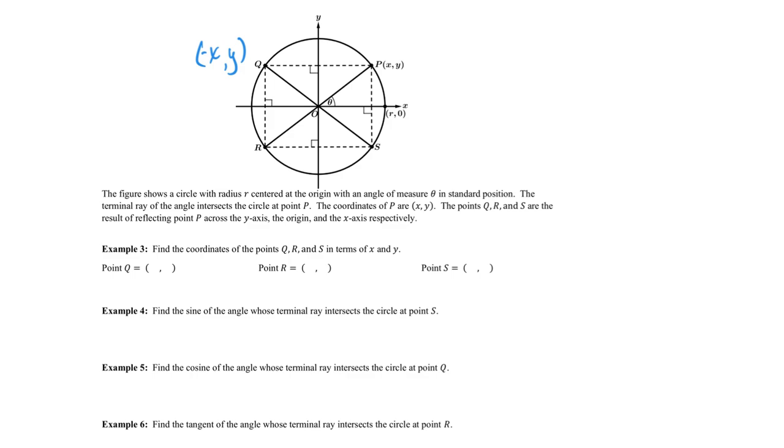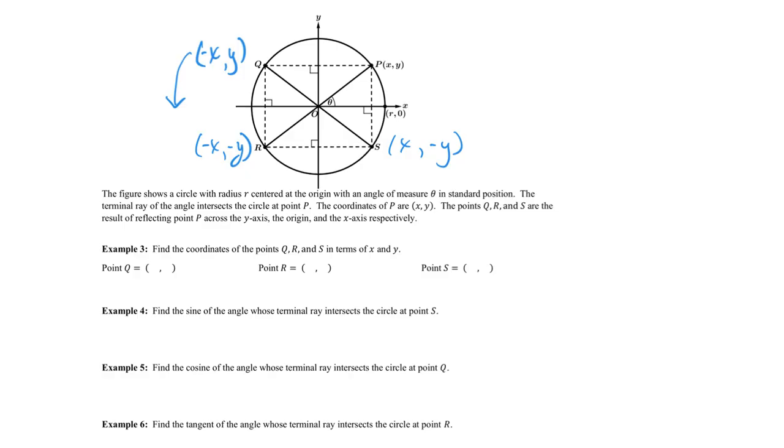What about P to S? This time my x stayed the same, but the y became negative. So last quadrant is quadrant 3. This time I'm going to go this way. I went negative x, but I also went down. So that's how we would write those.